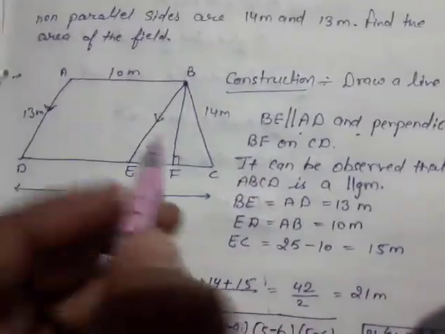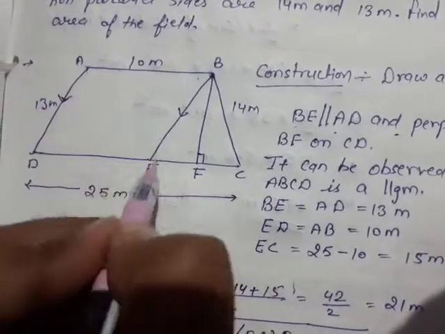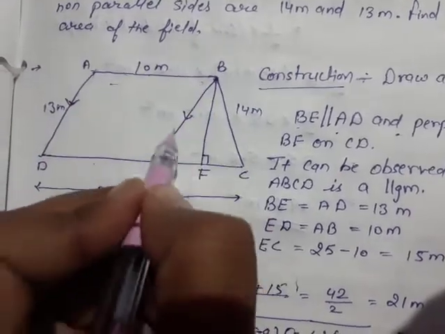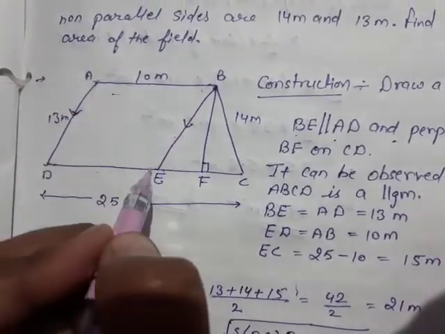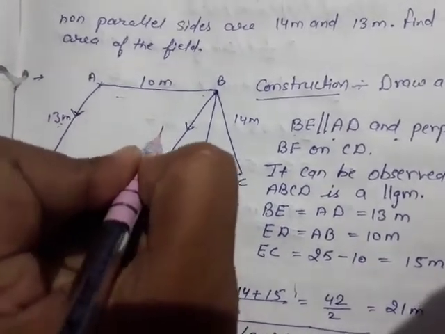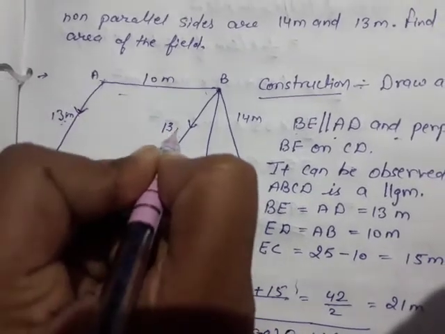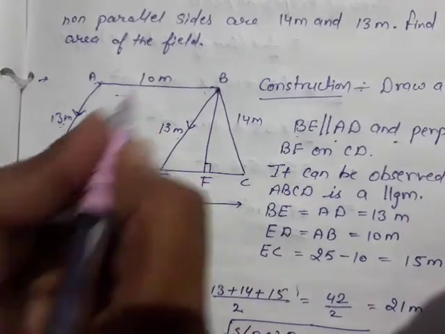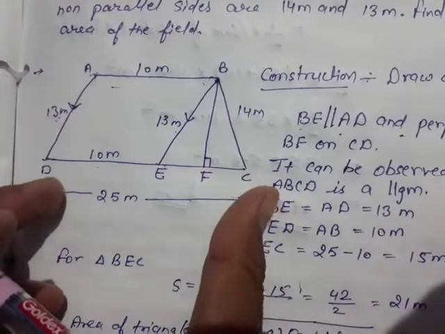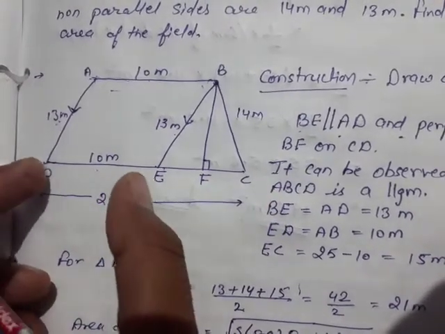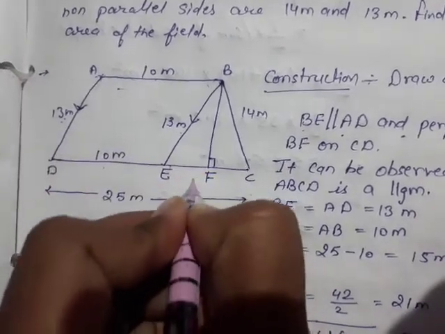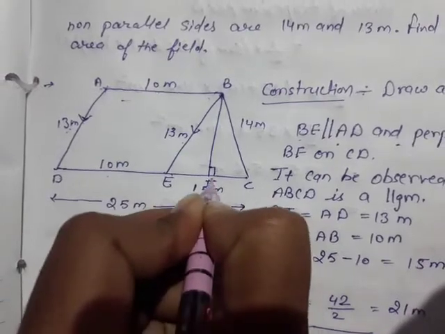Now it can be observed that in ABED, AB and ED are parallel and AD and BE are parallel by the construction. So it is a parallelogram, and in a parallelogram opposite sides are equal. So BE is also 13 meter and AB equals 10 meters, so DE equals 10 meter. And EC, because the total length is 25 meter, out of 25 meter DE is 10 meters, so the remaining side EC equals 15 meter.